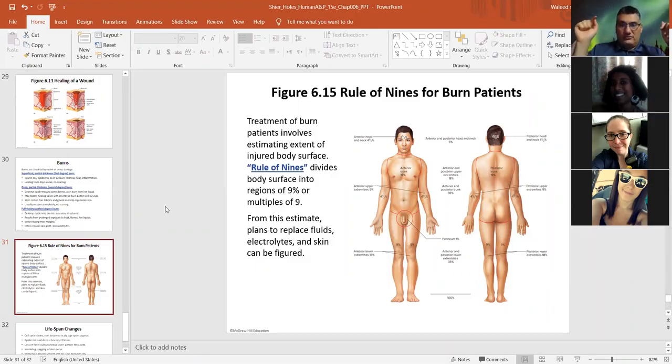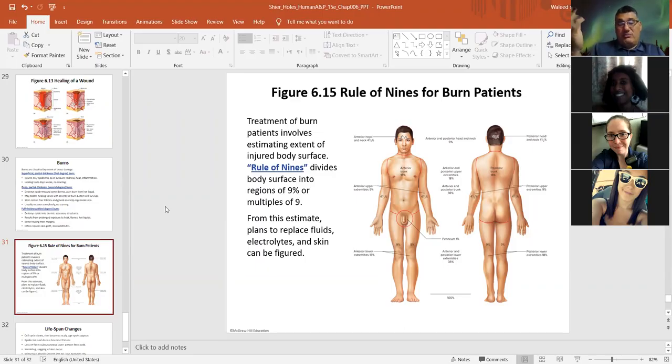And follow me as we go. Your head is 9. I'm talking about adults. Your upper limbs, each one is 9. 9, 9, 9. Put two 9s together, which is the two upper limbs, it will make one lower limb, which is 18. The other lower limb is also 18. Together, that's 36. This is the trunk. So 9, 9, 9. Two 9s is 18, 18. If you put all of this together, that's going to be 99%. The 1% is for the genitalia.